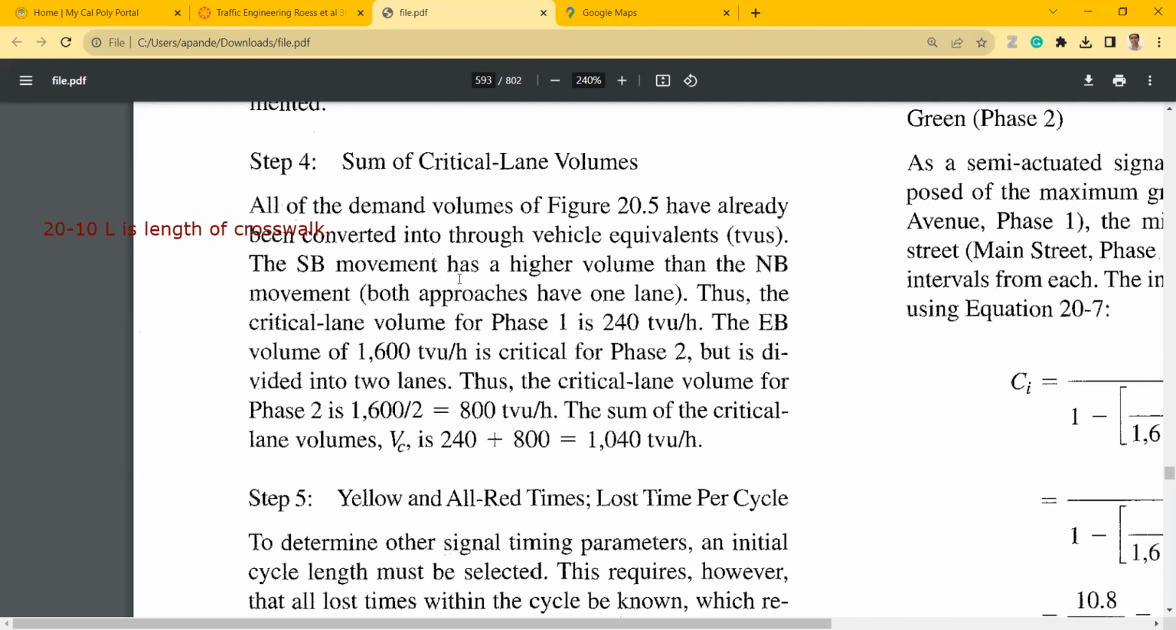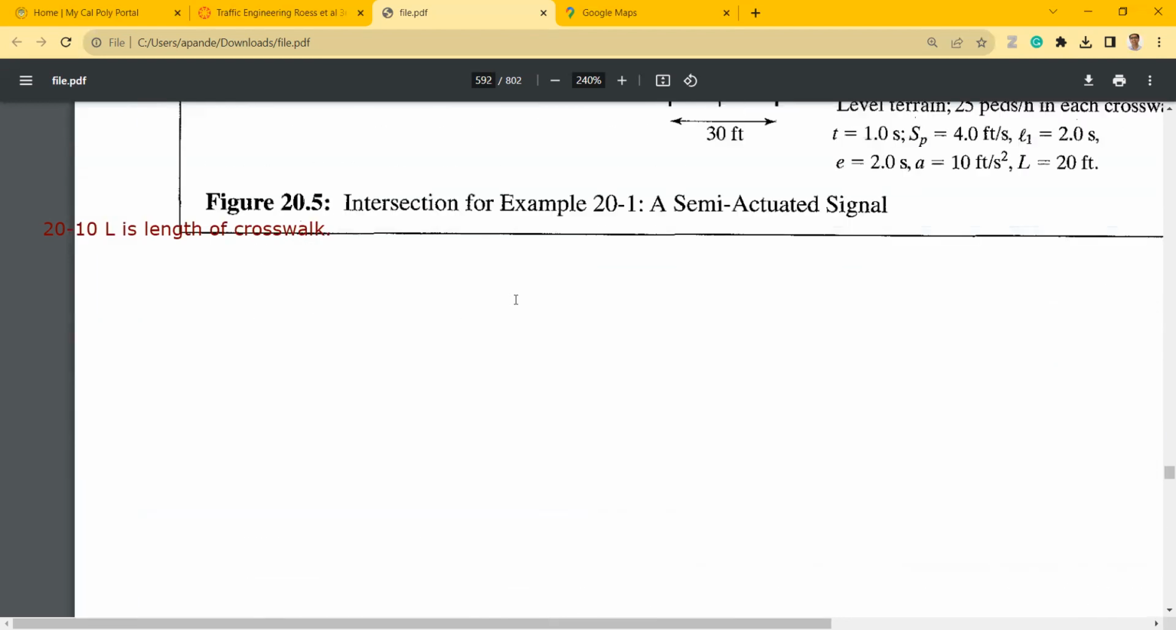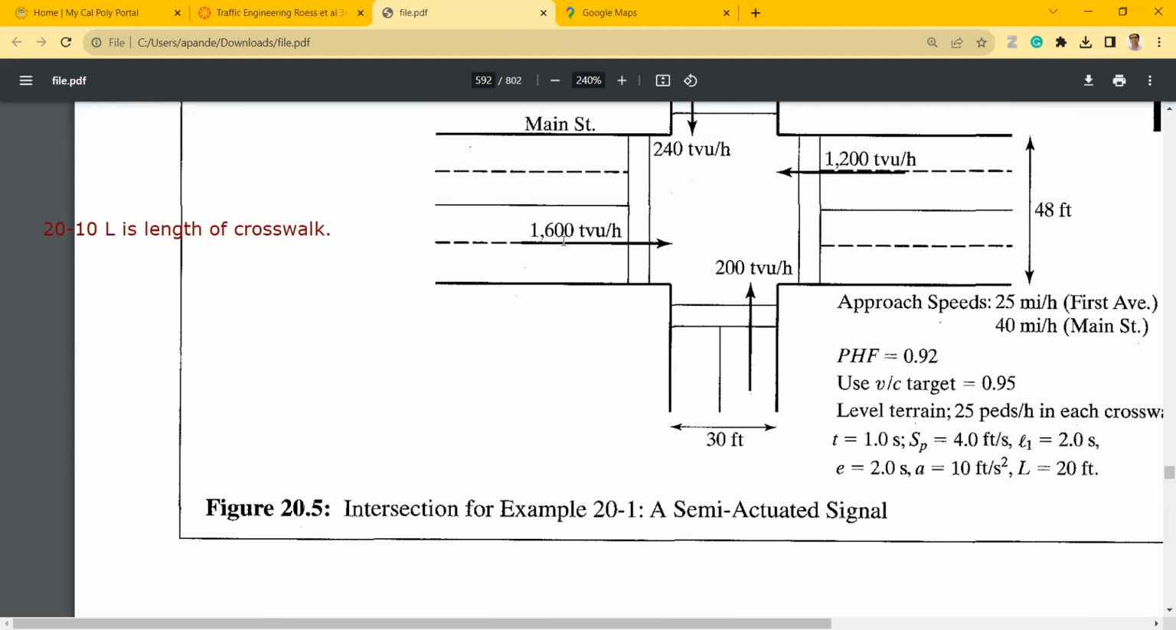So the southbound movement has higher volume, and both have one lane. So you could see that in the intersection, I have one lane here, and I have given 2 lanes here. So I have a total of 1600. I should be able to divide that into 2 lanes. So 800 from here. So which one would be critical volume?